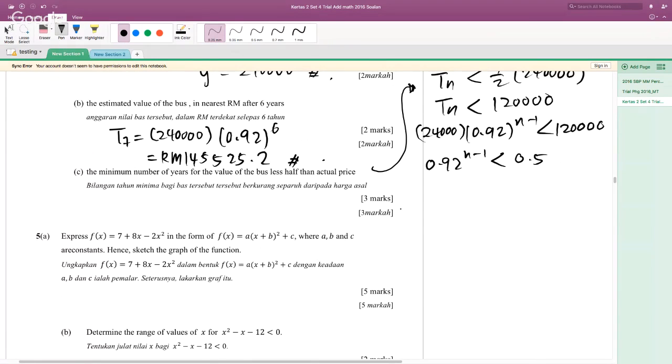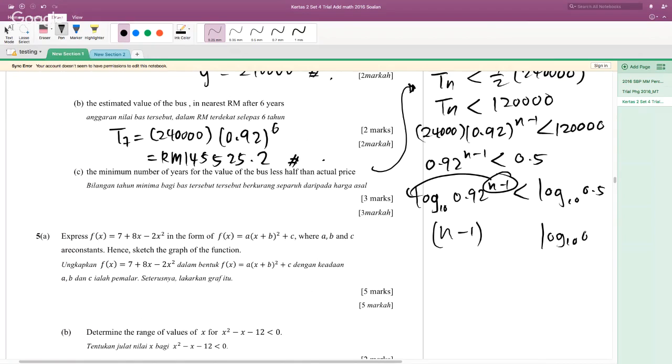All right, then I add a log for both sides. I add the log 10 here as well. Then I will move the power in front. I will leave n minus 1. And then I will move the log 10 of 0.92 to the other side.